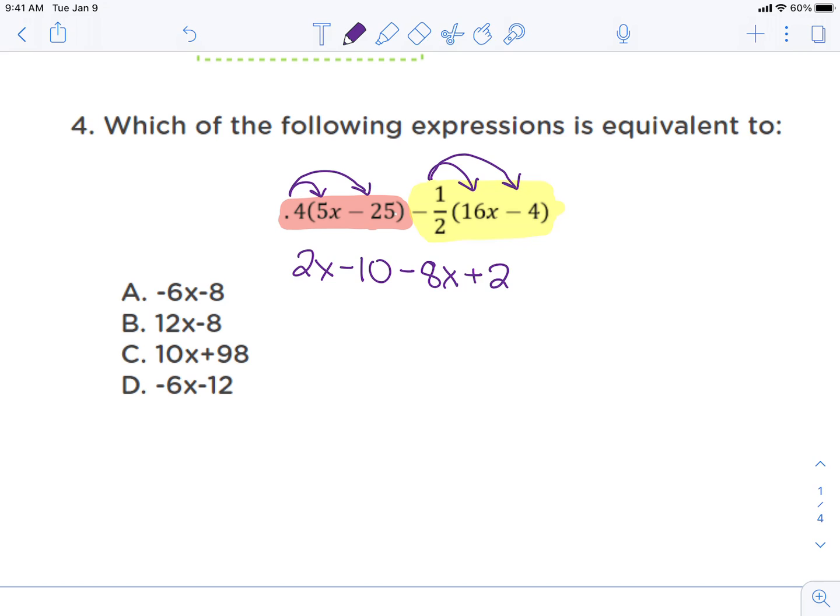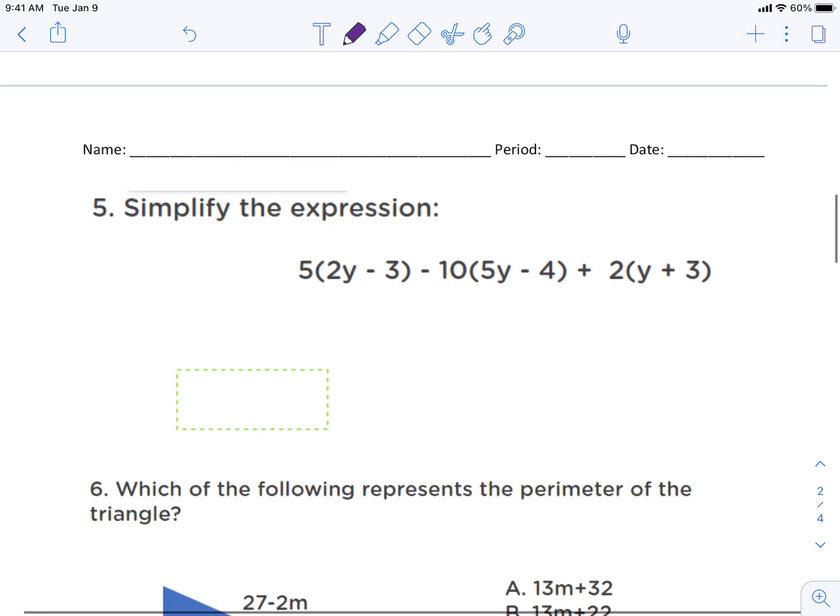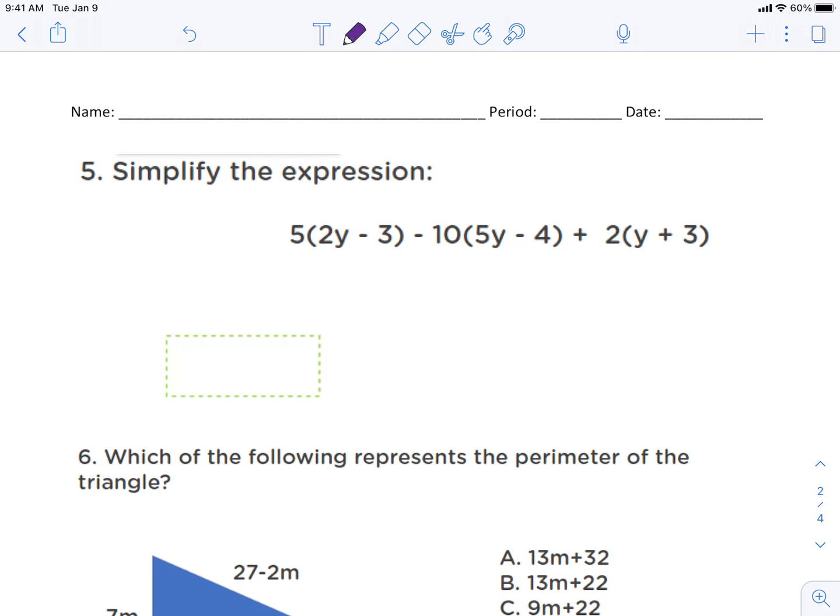From here, we need to combine our like terms. So we have a 2x and a negative 8x, so 2x minus 8x. Again, you can use a calculator for that too, but that is a negative 6x. Then I have negative 10 plus 2, that is a negative 8. So I'm looking for negative 6x minus 8, which is letter A. Going on to number 5, another simplifying.